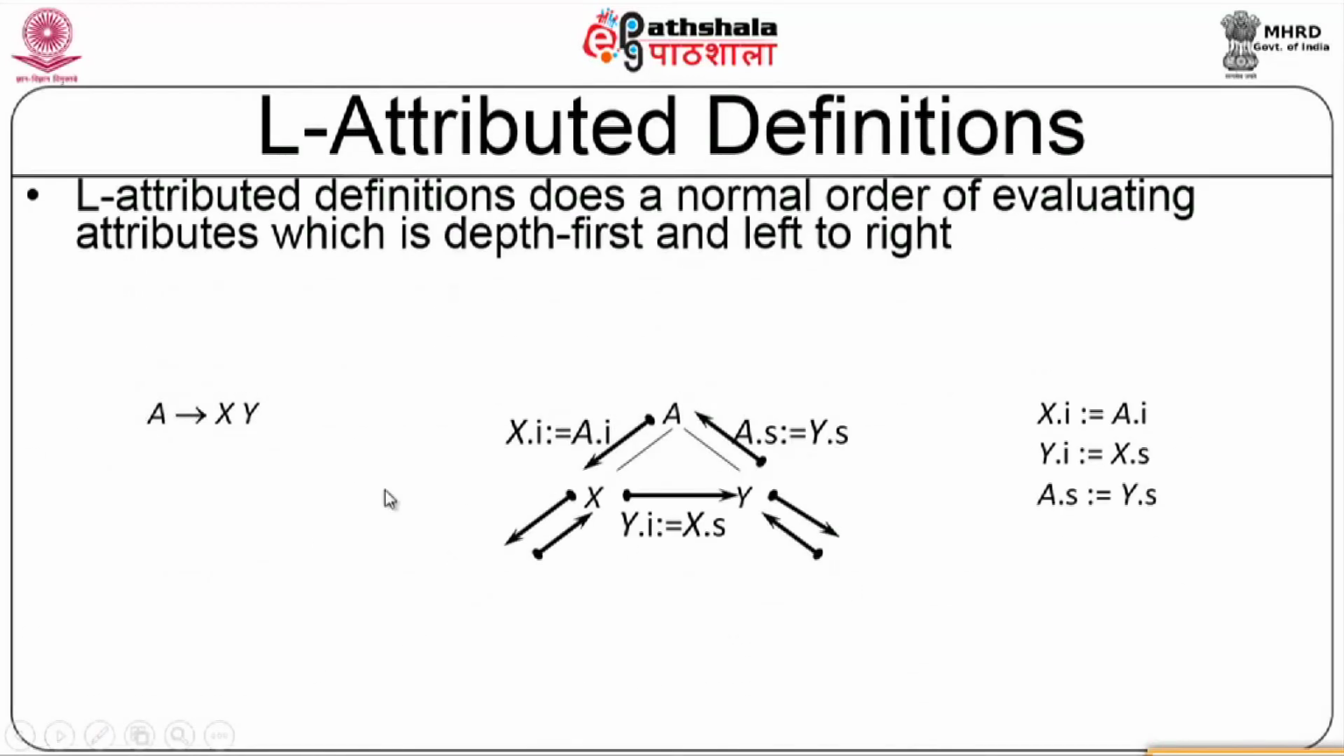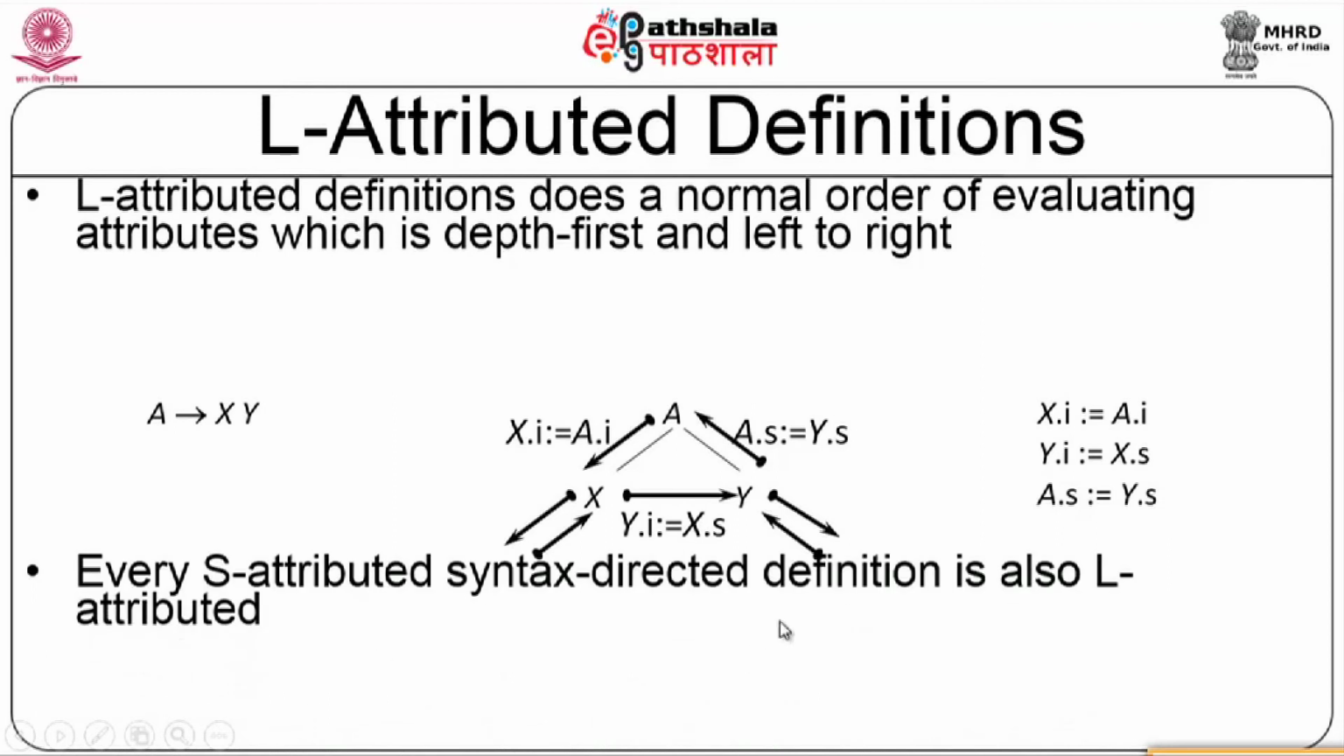L attributed definitions use a normal order of evaluating attributes, which is again a depth first search, and it is assigned from left to right, okay. So from left to right you have to assign, and you do a depth first search. And every S attributed syntax directed definition is also L attributed. So when we know that YACC supports S attributed definitions, it is also going to be L attributed, because we have just now seen that the YACC parser supports only S attributed definitions, and an S attributed definition is also evaluated by doing a depth first traversal.